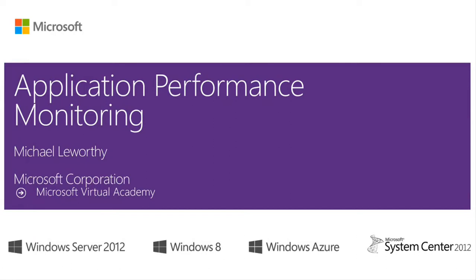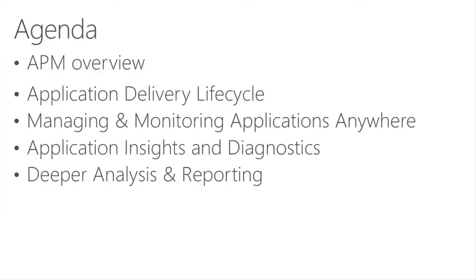System Center 2012 R2. In this Microsoft Virtual Academy session, we're going to focus on a couple of small things. One of them is going to be the Application Performance Monitoring Overview, or APM Overview. We're going to look at the application delivery lifecycle and how you as an organization can use System Center to actually deliver applications as a service and the life cycle that you will use to approach that.